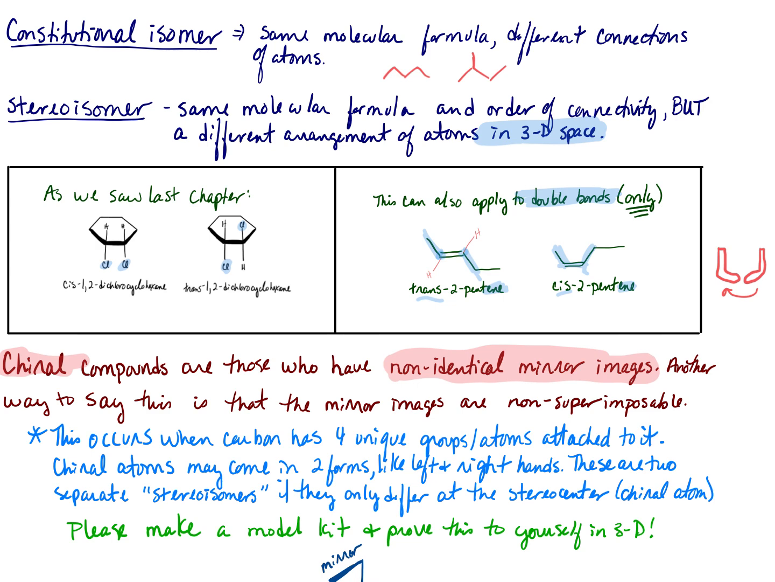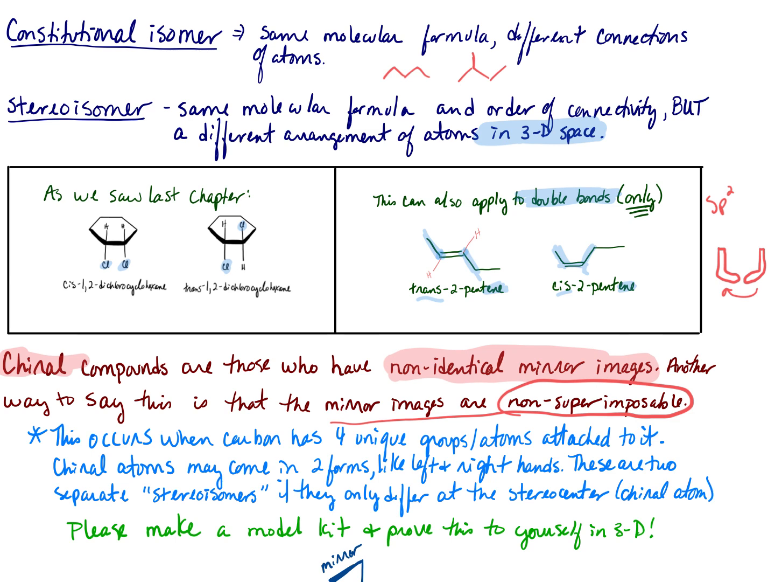So I would also say that when you have an sp2 carbon, the mirror image will be the same. So you don't have to worry about times when you have sp2 carbons. But if we have another set of parameters that occur, then the mirror images are non-superimposable. That means that when the mirror images occur and they're not identical, when you put them on top of each other, they're not going to be the same.